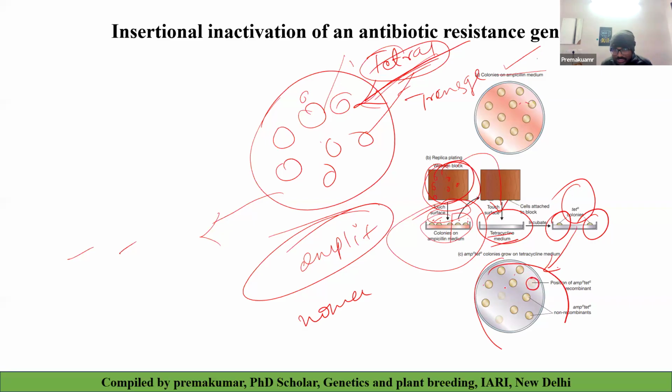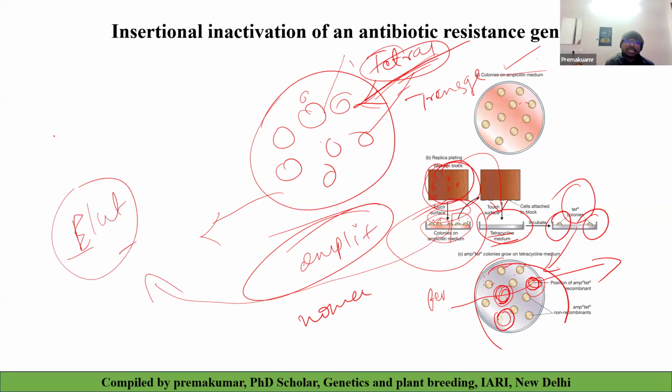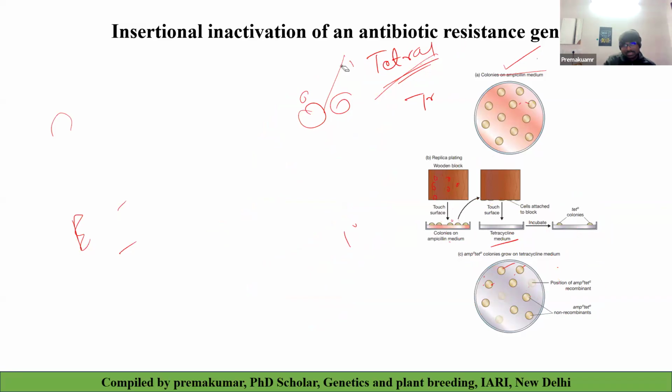See, you have to locate the position where your non-recombinants are. Those are non-recombinants. The positions where colonies have not grown are recombinant. This plate and this plate are exact replicas. Then you locate: okay, this position is not grown in tetracycline, but it is grown here. Then you select this particular colony, elute it again, purify the DNA and use it for transformation. This is how we can use antibiotic genes as selectable markers.